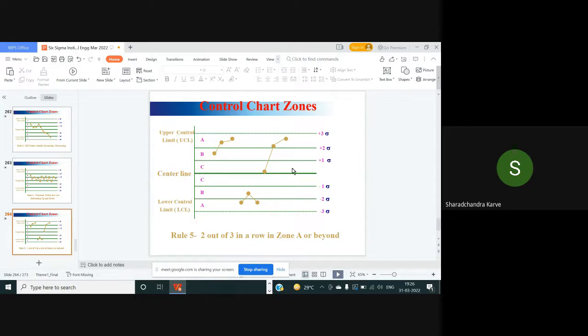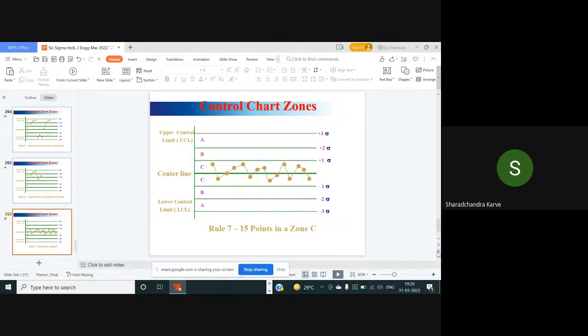Then rule 5 is 2 out of 3 points in zone A and beyond. So if you have 2 out of 3 points in zone A, probably your process is likely to go out beyond 3 sigma, or your process is not in real control. The sixth rule is 4 out of 5 in a row in zone B. So out of your 5 points, 4 points are in zone B. That is also indicating that your process is not in control.